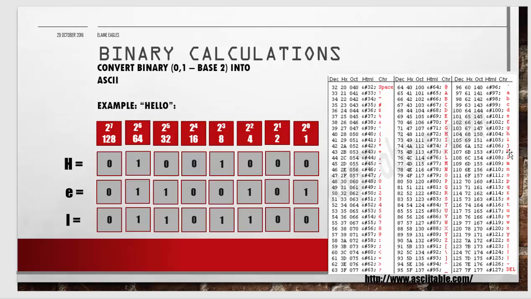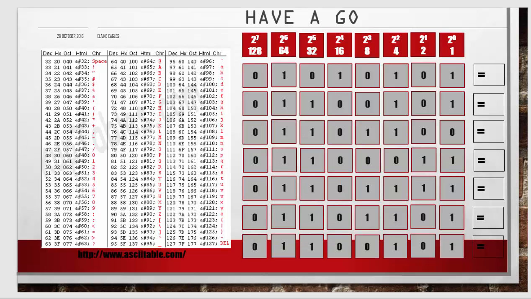Lowercase e, you can see that is 101, so 64 plus 32 is 96, plus 4 is 101, so that's the representation for lowercase e. And then for an L you have another representation which is 108, so again 96, 104, sorry, 108. My maths failed me for a few seconds.